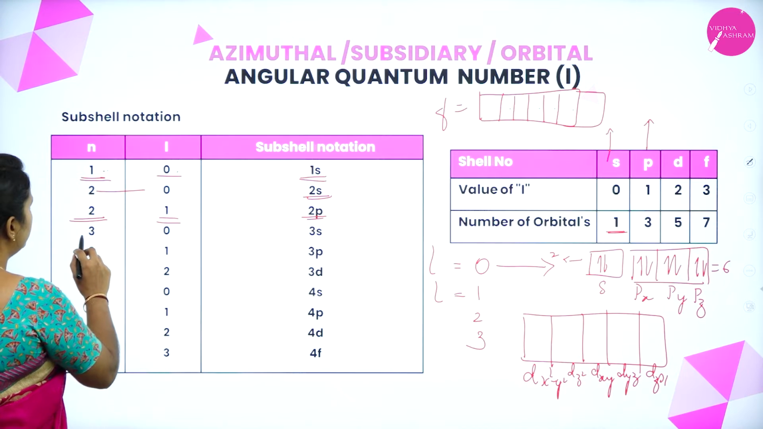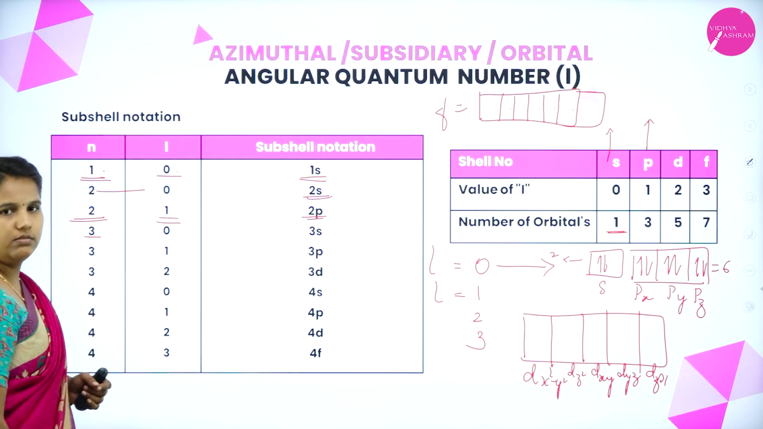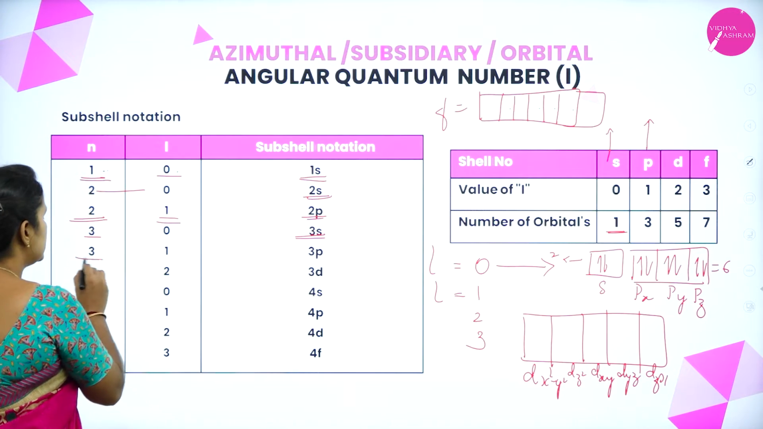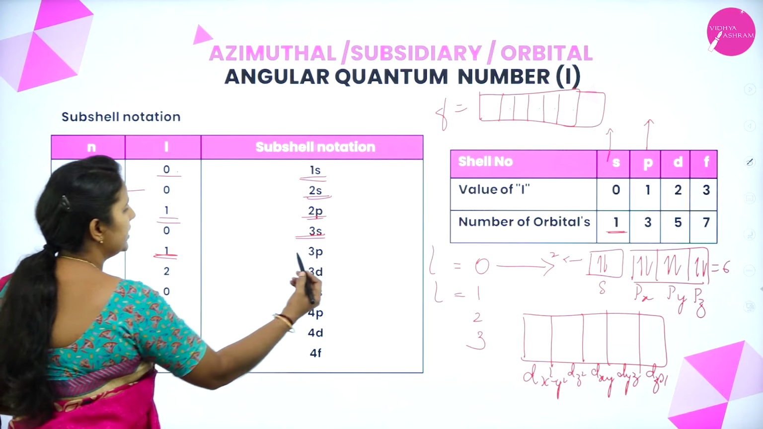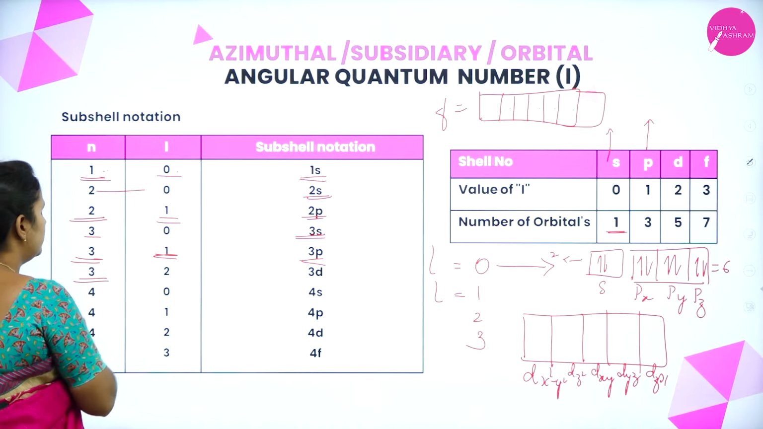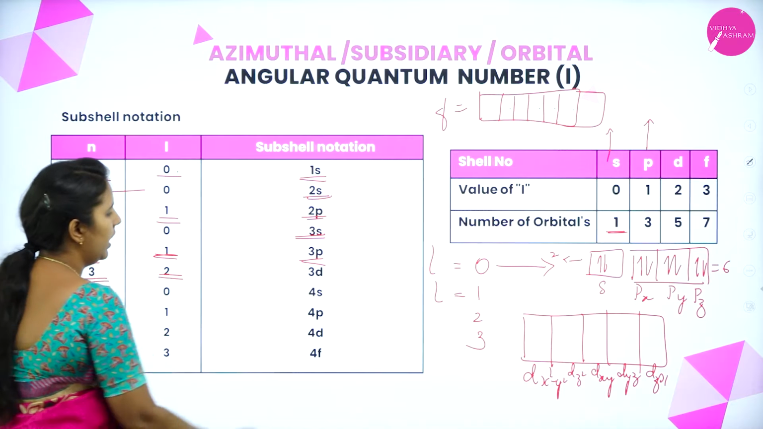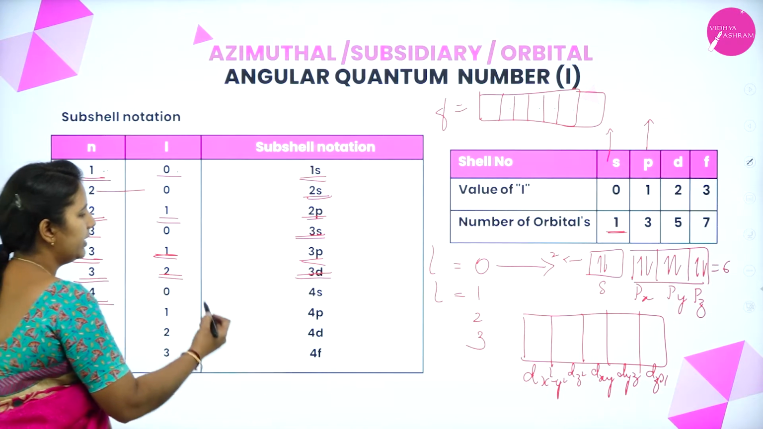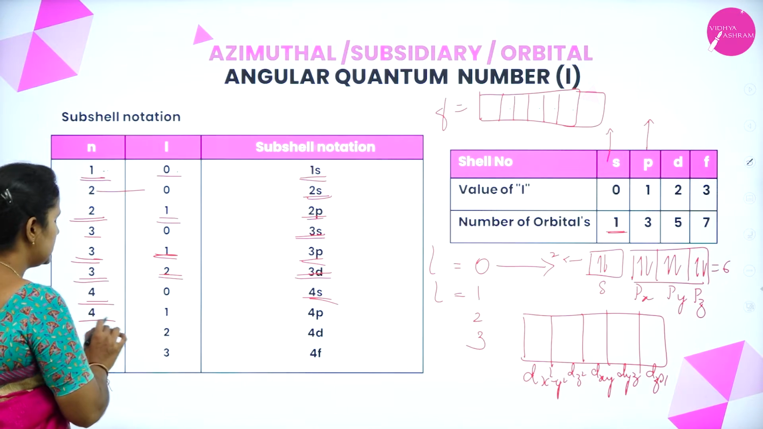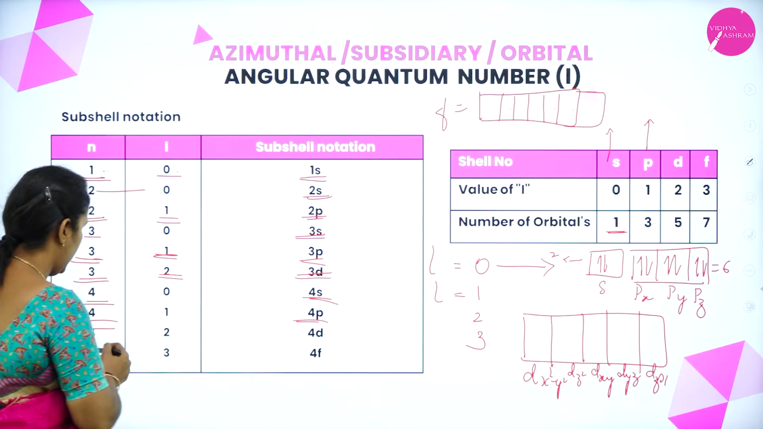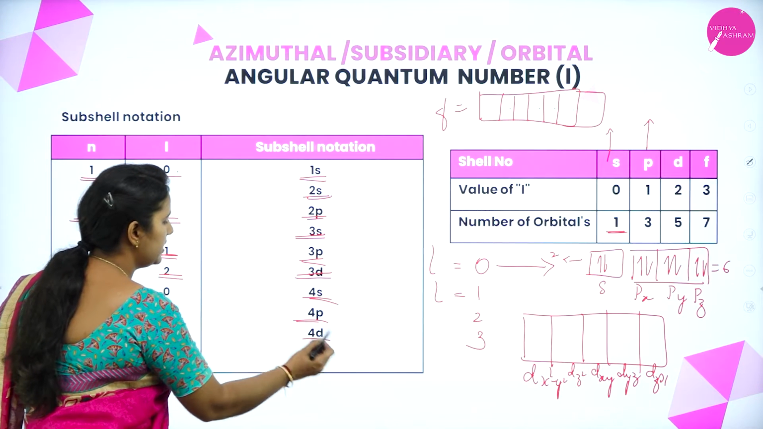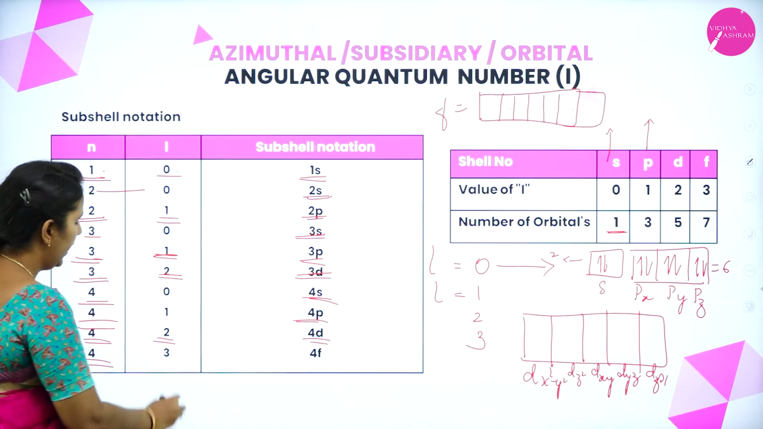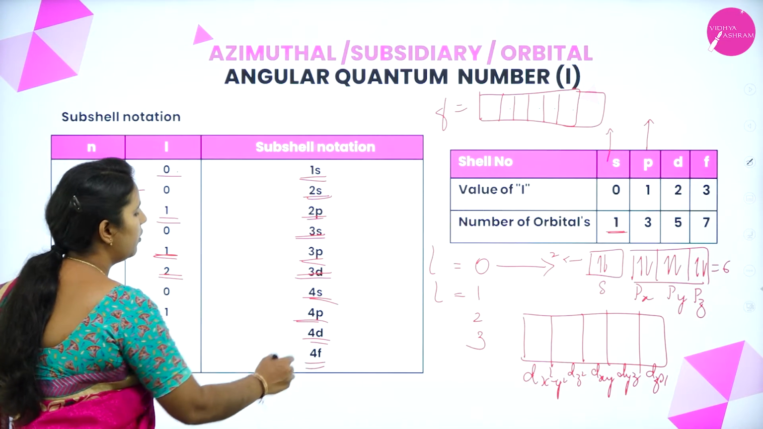If n is equal to 3, then the value of L will be 0 and it belongs to 3s. If n is equal to 3 and L is 1, it is 3p. If n is equal to 3 and L is 2, it is named 3d. If n is equal to 4, then it is named 4s, 4p, and 4d because the value of L is 2 here. If n is equal to 4 and L is equal to 3, it belongs to 4f.